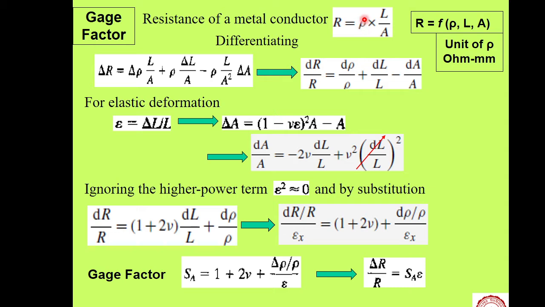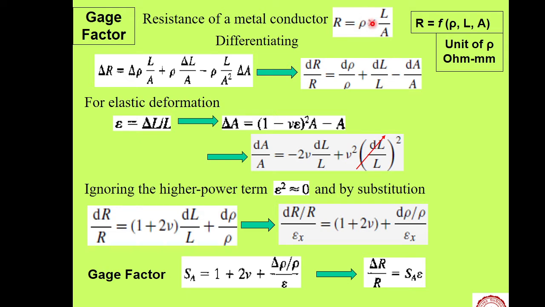Now here, what is the unit of this resistivity? Quite clearly, this is R into A by L. R is the resistance in ohm. So this unit is ohm into millimeter meter, some length unit. Okay, this part is clear. Then, in such a scenario, what is a change in resistance? Let us differentiate dR.